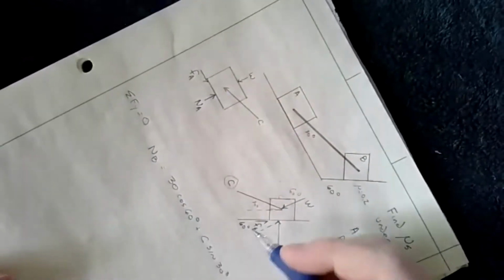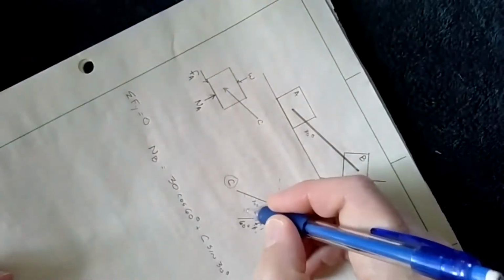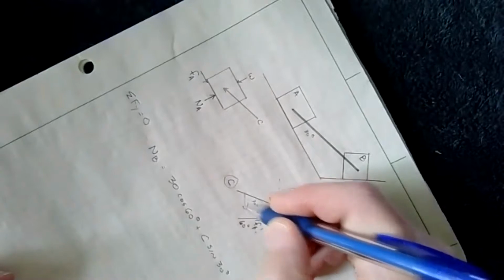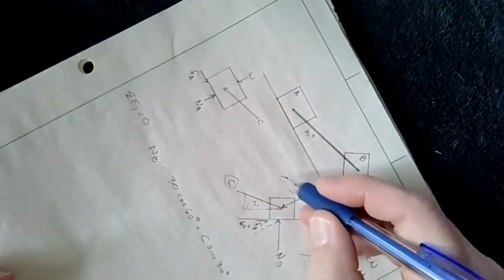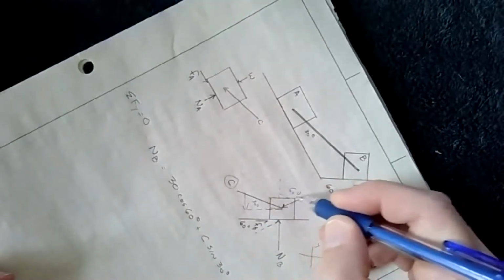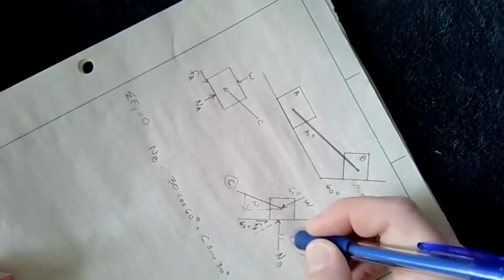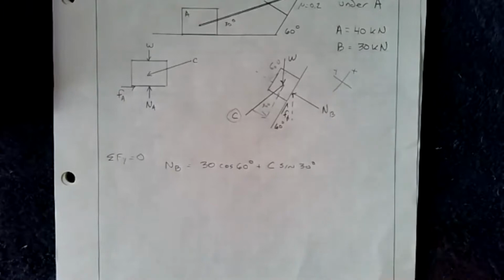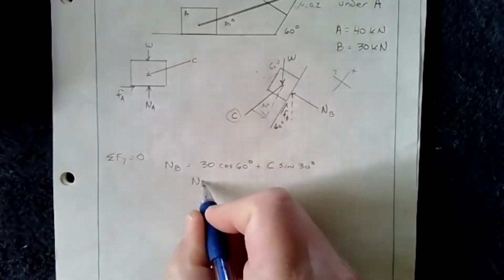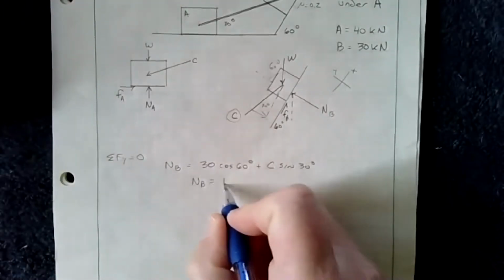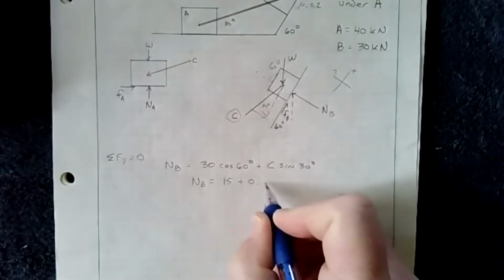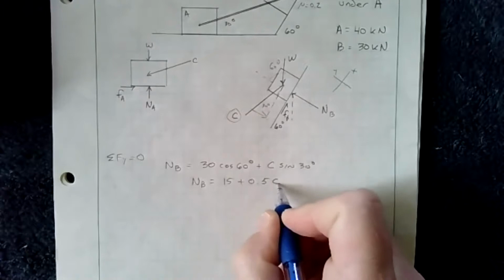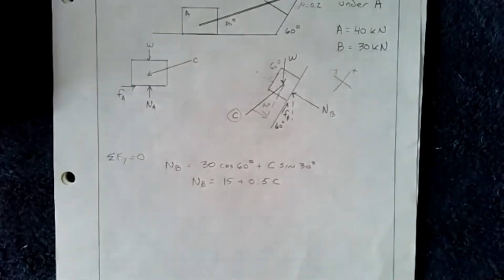And so it's easier to see if you tip it this way. You can see that's my sine 30 of C, and that's my cosine of the weight of 60, and that's opposed by N. So there we have it. If I simplify that, I get normal force at B is equal to 15 plus 0.5 times C. And that's just simplified.